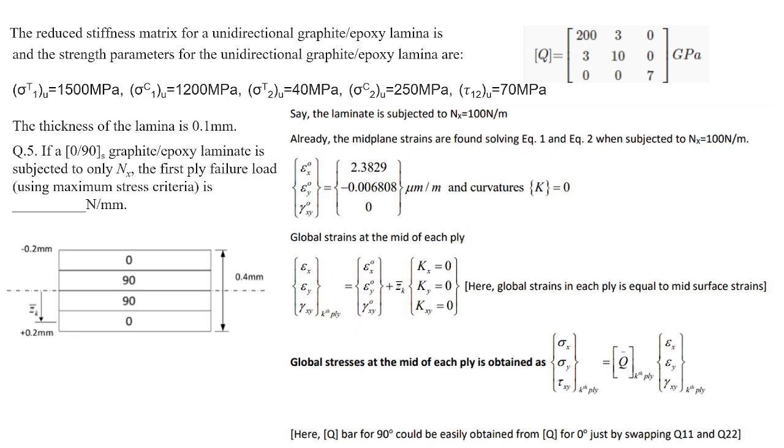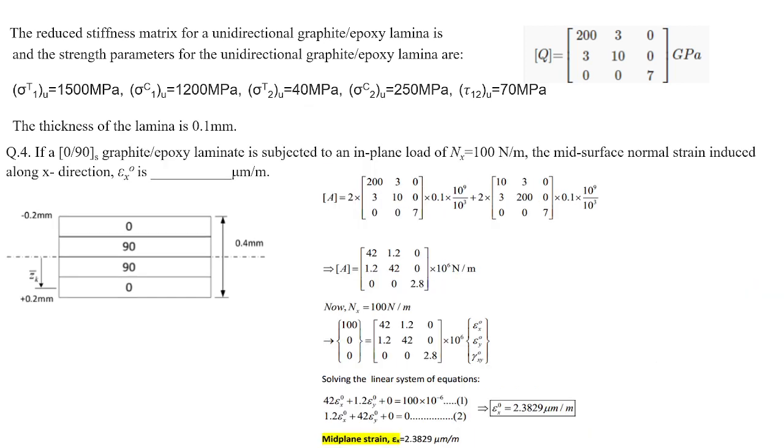Next question is a continuation of the last one. Here they ask that if the 0/90 symmetric graphite epoxy laminate is subjected to only Nx, then the first ply failure load using the maximum stress criteria is. So we have to find the first ply failure load here according to the criteria of maximum stress. In the last question, we already found the mid-plane strains in the x and y direction.